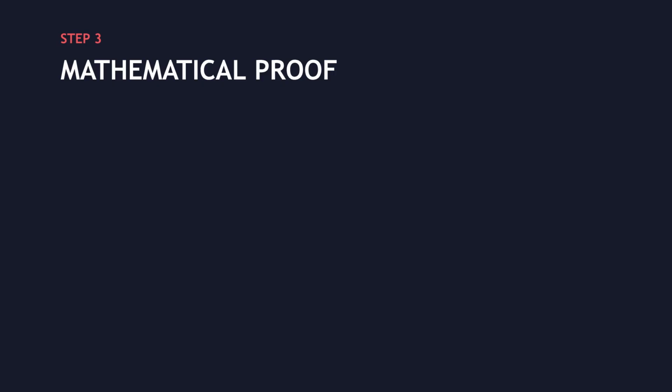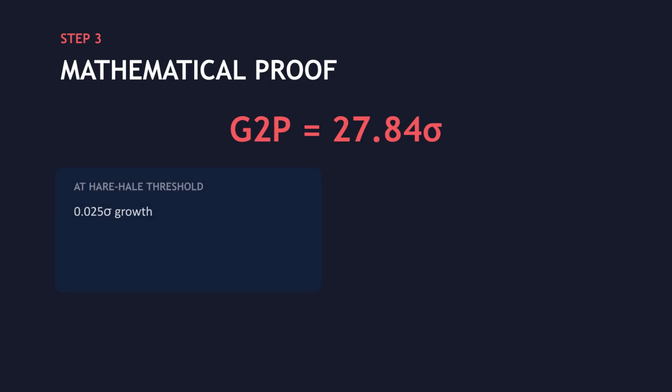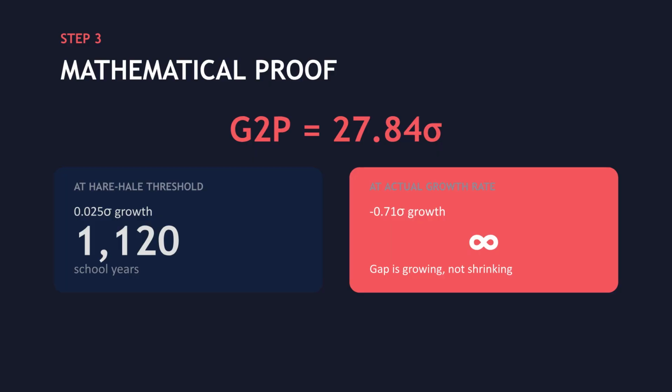Step 3 presents the mathematical proof. The goal of proficiency is equivalent to 27.84 sigma. At the Hare-Hale threshold of 0.025 sigma growth, it would take 1,120 school years to close the gap. However, at the actual growth rate of -0.71 sigma, the gap is growing, not shrinking, resulting in an impossible timeline.